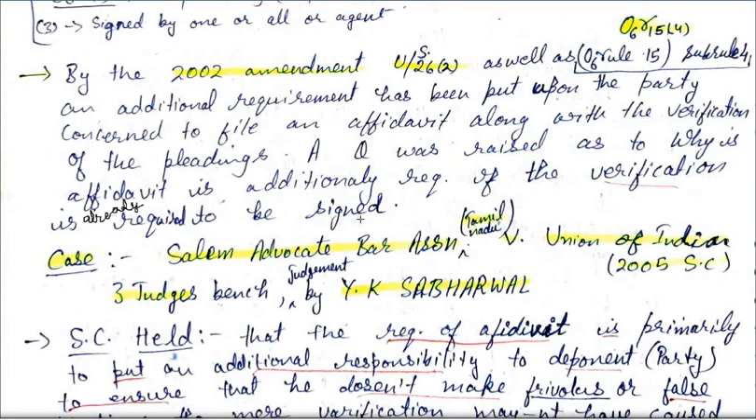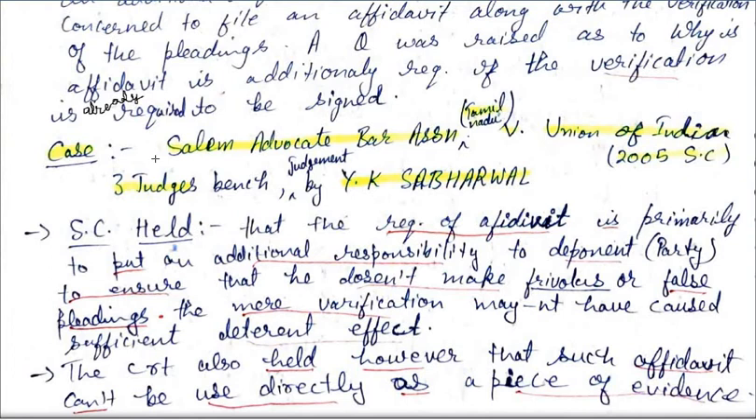Okay, इसका नाम लिख लो, that is 3 judges bench, और इस केस को आप रट लेना क्योंकि इस केस को बार बार यूज करेंगे हम CPC में. राइट डाउन सैलम एडवोकेट बार एसोसिएशन, तमिलनाडु वर्सेस Union of India. It is 2005 Supreme Court, and it was 3 judges bench, and judgment delivered by Justice Y.K. Sabharwal.